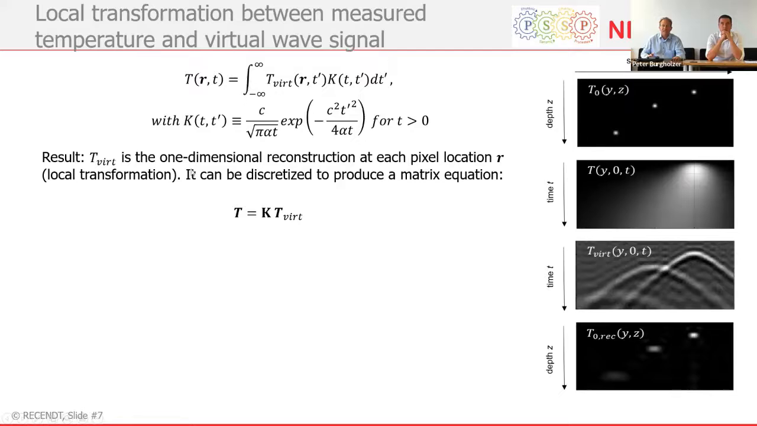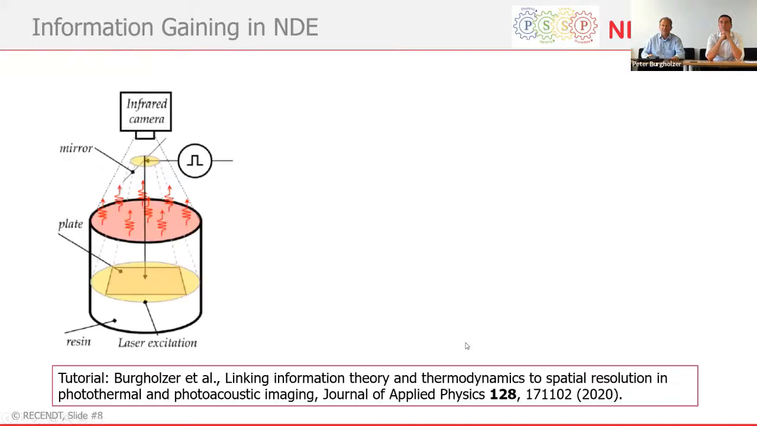If you take this relation and you invert this K, where you need some regularization methods, then you get the virtual temperature, and the virtual temperature you see looks like an ultrasound signal already. So you see this hyperbola, and also you see the blurring of the deeper ones. And then you can use an ordinary ultrasound reconstruction method like FSAFT or time reversal or whatever you like, which is very well known from ultrasound techniques, and with that you can reconstruct the images again. You see the initial temperature.